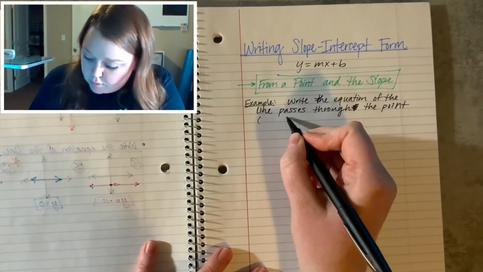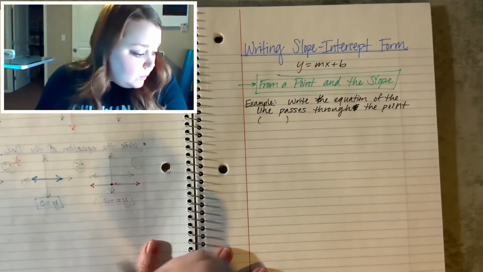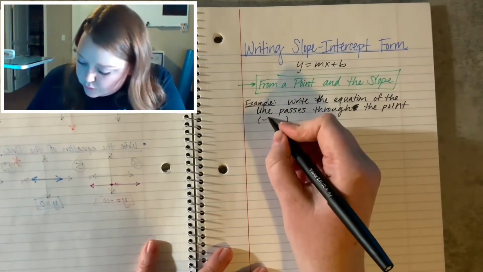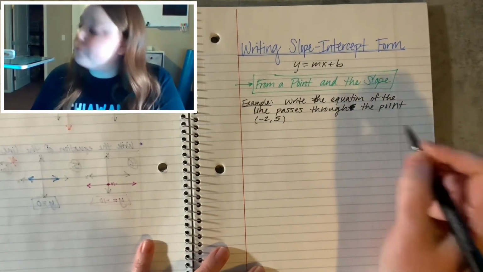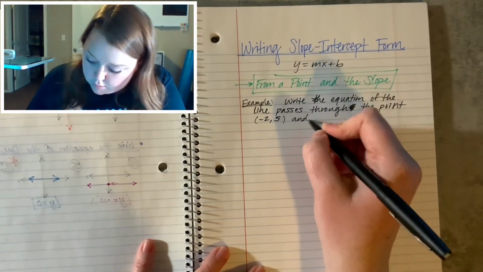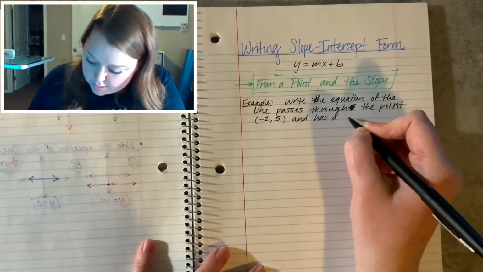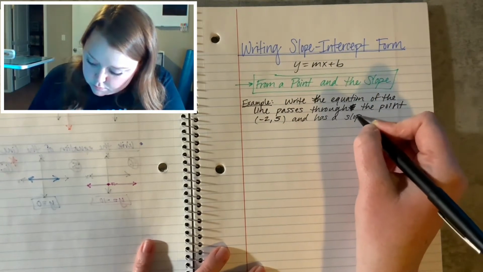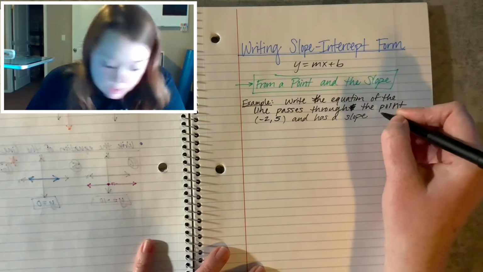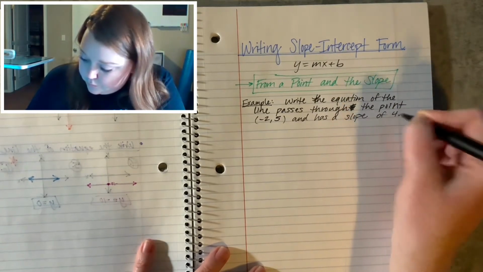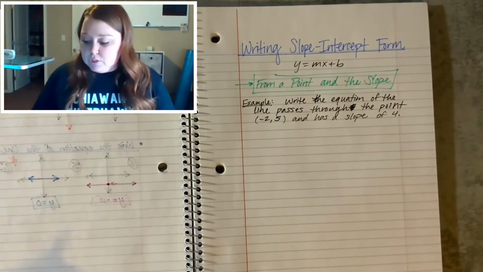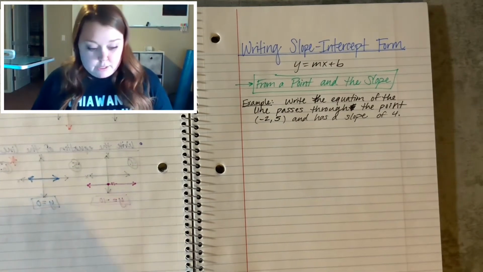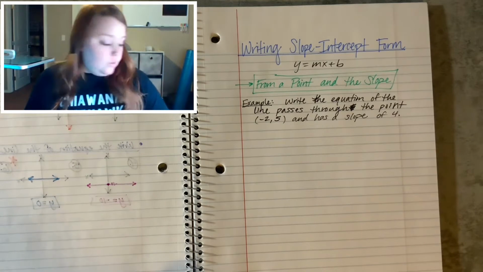and then we're going to have a location here, a point, an x comma y value. Passes through the point -2, 5, and has a slope of 4. So pause if you need to, make sure that's written down. Write the equation of the line that passes through the point -2, 5 and has a slope of 4.